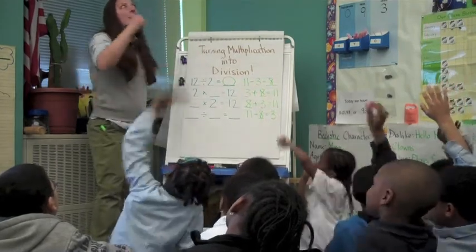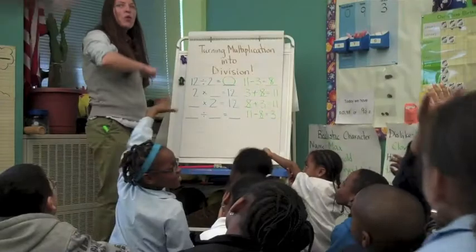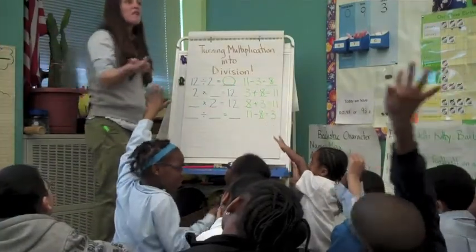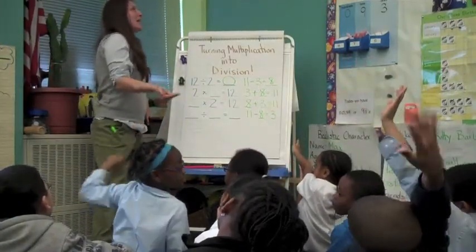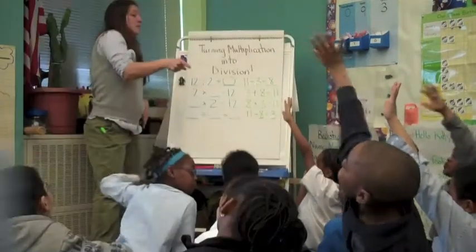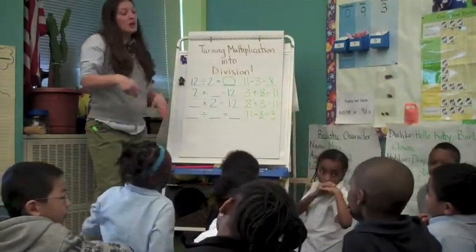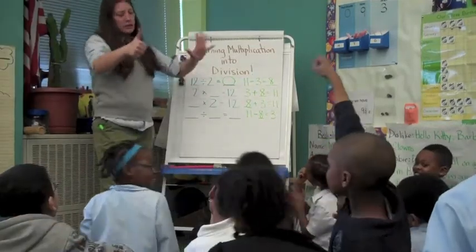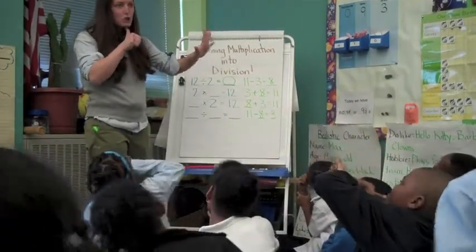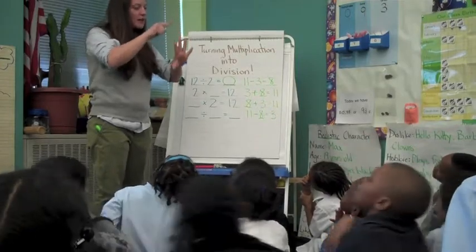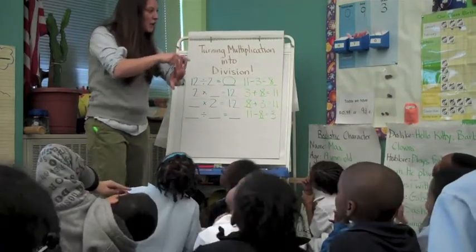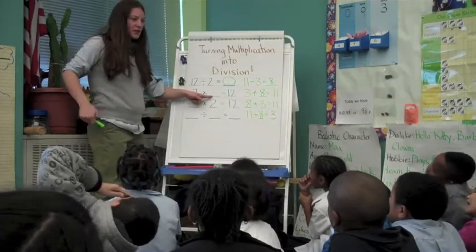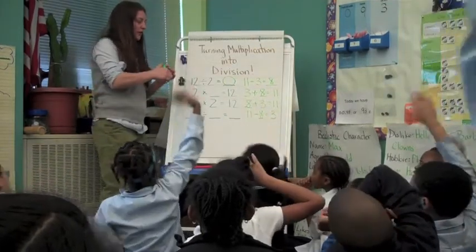Okay. We know it's not 2 times 4. We know it's not 2 times 5. We know it's not 2 times 7. 2 times 6. Okay, let's check. We have to check, right? 2, 4, 6, 8, 10, 12. What is the missing number here? Marcus? 12.